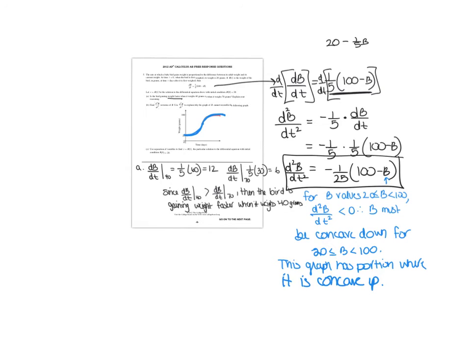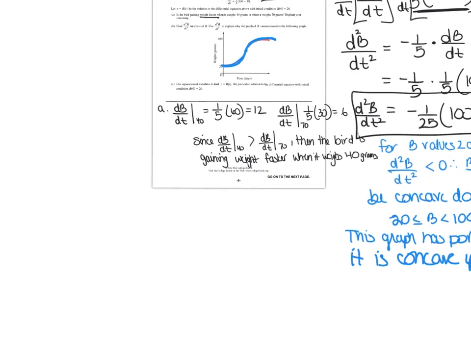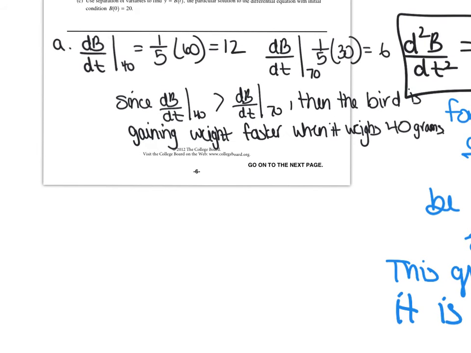All right, last part of this says to use separation of variables to find y equals b of t, the particular solution to the differential equation with the initial condition b of 0 equals 20. So we're going to go back to what we started with. And what we started with was the rate of change of the bird's weight with respect to time is equal to this.